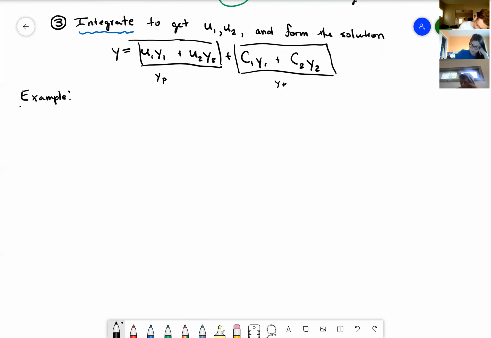And this is one that I'm going to give you a chance to work out. I'll give you a couple of minutes to try to work this out on your own and then see what we come up with. So this one is y double prime minus 2y prime plus y is equal to e to the x over x. I'll pause right here and give you a chance to try out the variation of parameters.